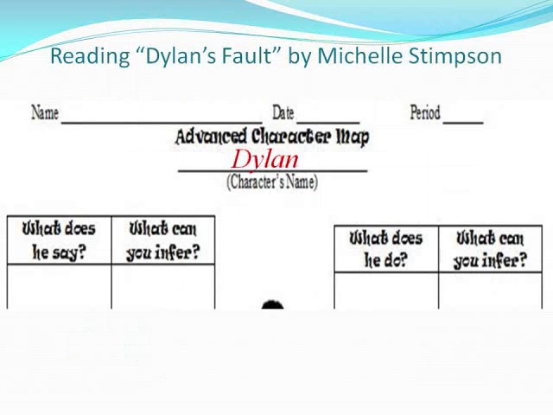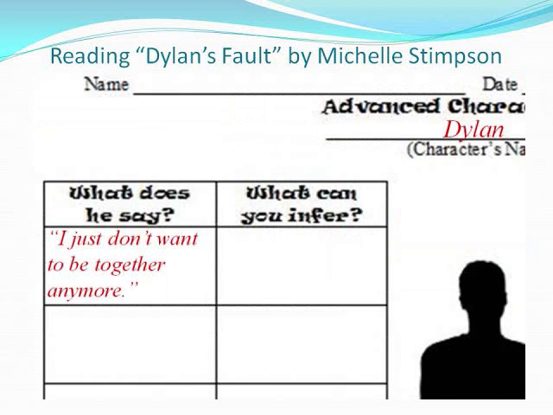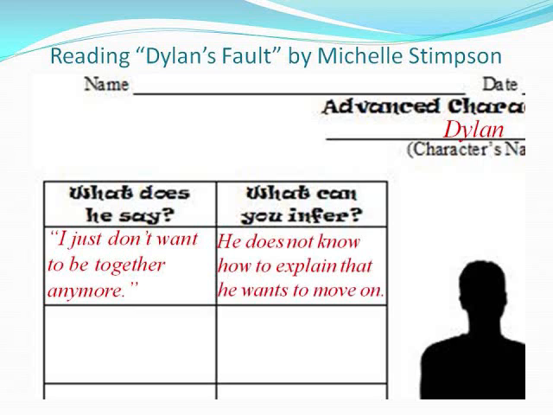Let's say we're reading Dylan's Fault by Michelle Stimpson. We'll fill in the character's name, and as we read, we'll record telling dialogue from this character. The dialogue should give significant clues about what makes this person tick. For example, in the story, Dylan says, "I just don't want to be together anymore." I might infer that Dylan does not know how to explain that he wants to move on. I might also infer Dylan is frustrated because he does not feel like explaining himself.